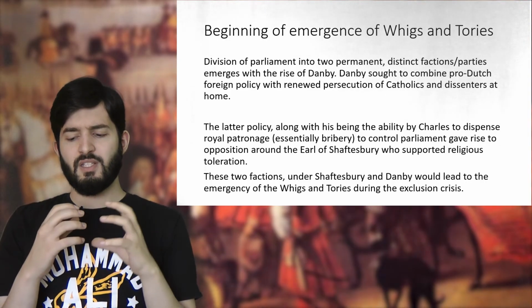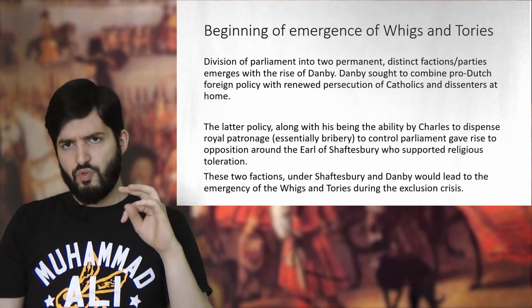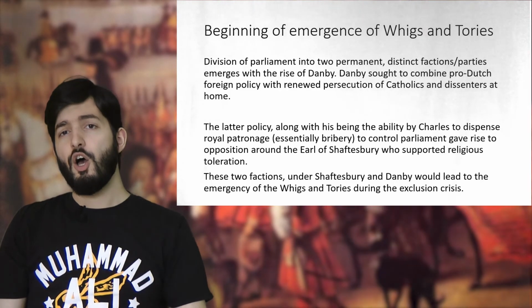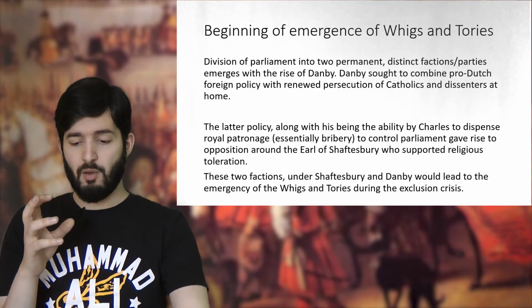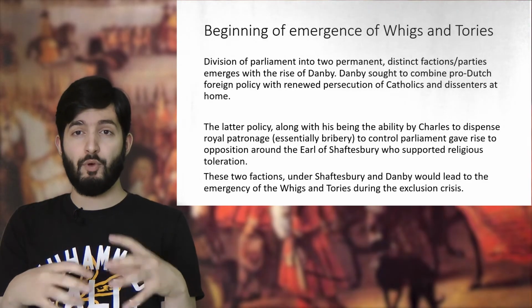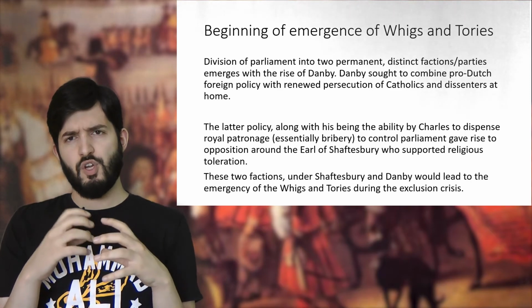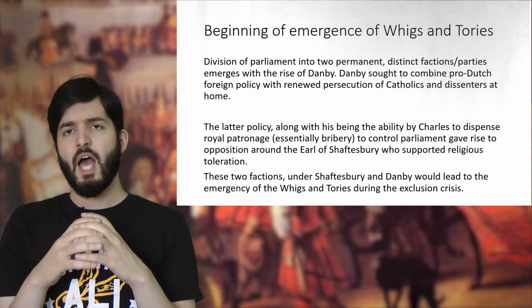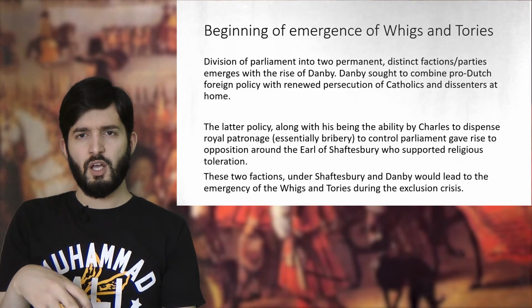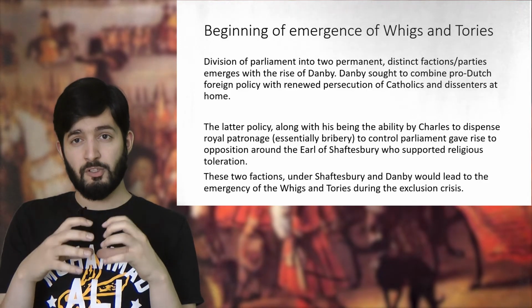So as I mentioned, Danby seeks to combine a pro-Dutch foreign policy abroad with renewed persecution of Catholics and dissenters at home. And the latter policy in particular causes quite a lot of consternation amongst members of Parliament, along with his ability to dispense royal patronage, in other words, bribe people with positions that Charles grants him the ability to do. And he uses this as a method of parliamentary control to gain support for himself. And so this strengthening of Danby's position leads to the rise of an opposition growing around a man called the Earl of Shaftesbury, who supports in response religious toleration.